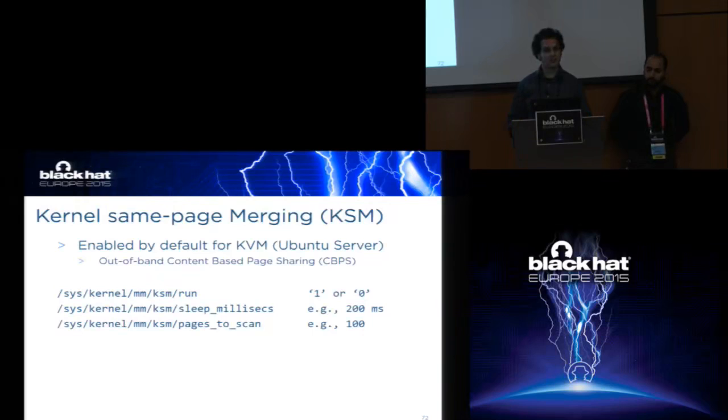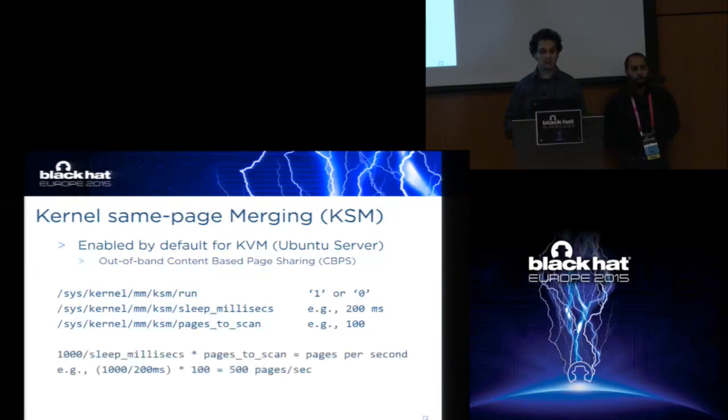Then it goes back to sleep, and it keeps doing that over and over, scanning the registered memory to find duplicates. These two parameters, the amount of time it goes to sleep and the number of pages that it scans, decide how many pages are scanned per second. If you do the math, you can find out that it's about 500 pages per second, about 2 megabytes. This should already give you an idea of how, depending on the amount of memory that you have, how long you need to wait for the pages to get merged.